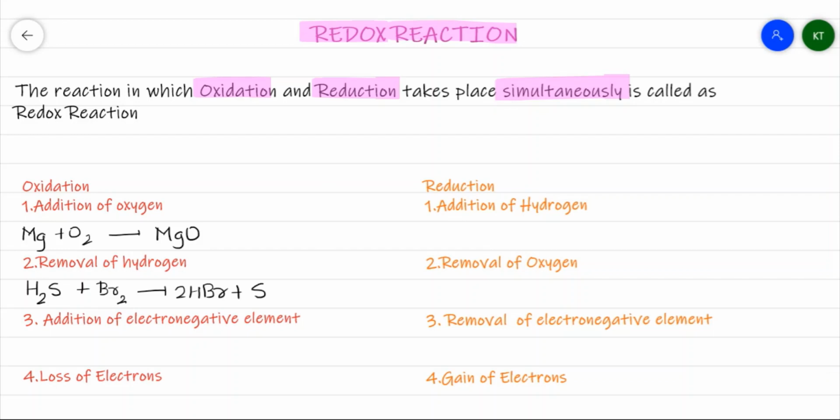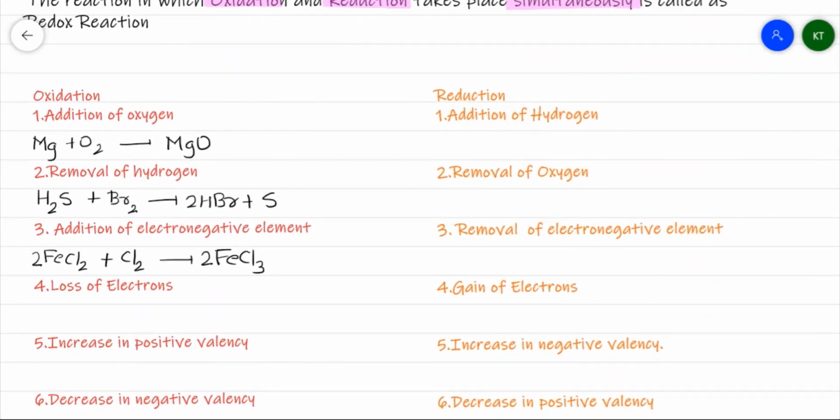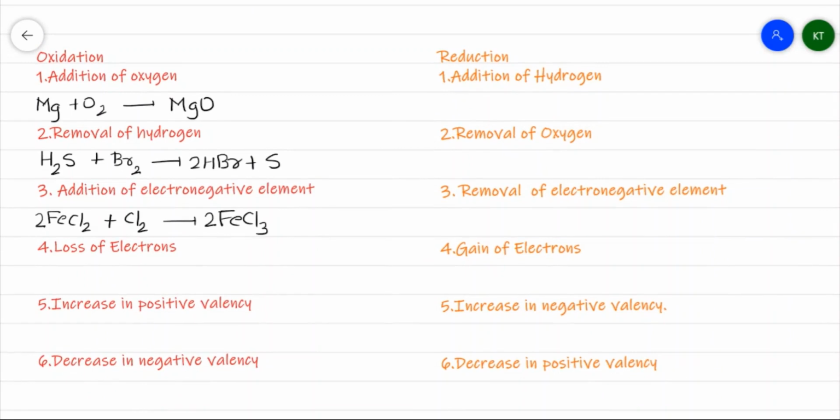The next, addition of electronegative element. So let me take ferrous chloride, FeCl2, when it reacts with chlorine, it gives me FeCl3. So 2FeCl2 gives me 2FeCl3. In this particular case, chlorine is an electronegative element. So I have added chlorine to FeCl2 in order to get FeCl3. So it is considered as oxidation.